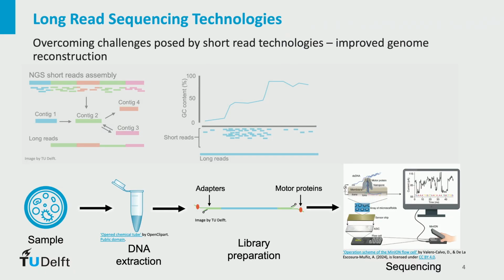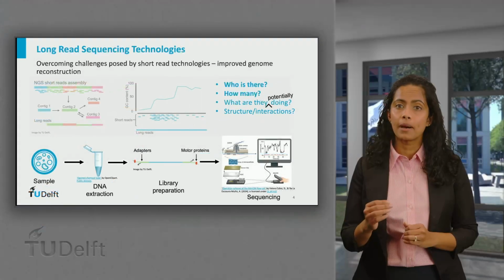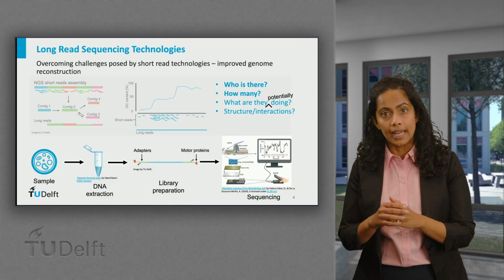Long-read technologies at the workflow level, on the other hand, rely on generating much longer reads. The adapters and motor proteins for library preparation, as shown in the figure, help to sequence longer DNA fragments and thereby improve the ability to recover genomes from such organisms. As you can see, assembling complete genomes gets us one step closer to identifying potential functions of the microorganisms we sequence in a given sample.